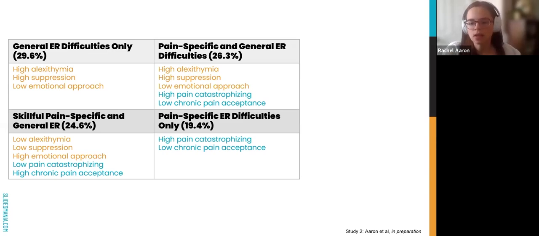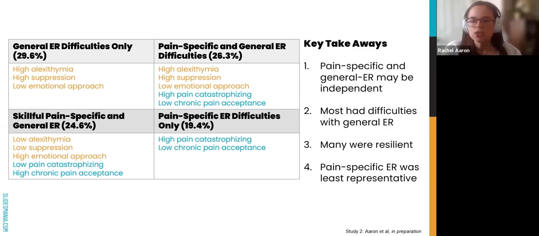So that's a lot, but a couple key takeaways here. This is not what I was expecting to find. I didn't expect our groups to sort of split based on general emotion regulation versus pain-specific emotion regulation. I thought we would see trends across different types of strategies. Like I kind of said before, I thought maybe we would have a more expressive group that was high on emotional approach and high on chronic pain acceptance, but that's not what we found.